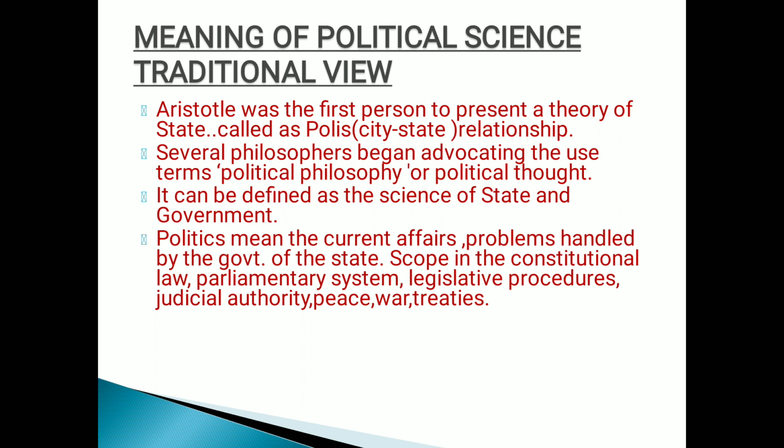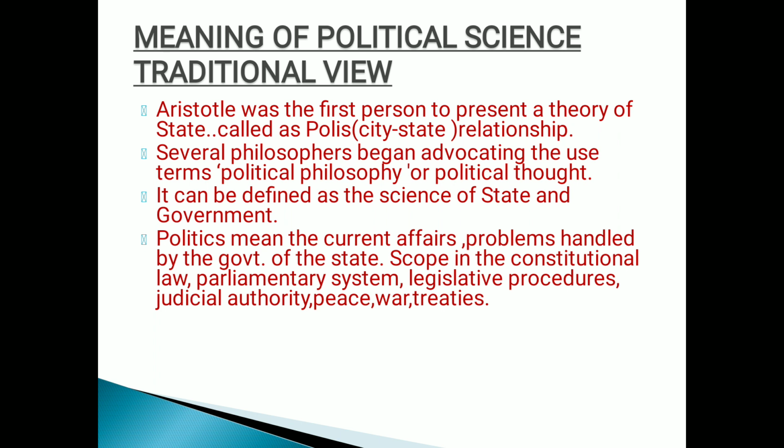Now, meaning of political science, traditional view. If you see the traditional view, I'm again coming to the depth now. In the traditional view, the classical study of political science began in ancient Greece. Aristotle was the first person to present a theory of a state, which at that time used to be called polis. The term polis was used in ancient Greece for describing a city state, a small state. Aristotle used the name politics for designating his description of polis. He observed the working of 158 Greek city states and presented his theory of the organization and functions of polis.